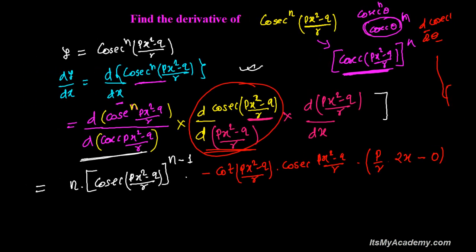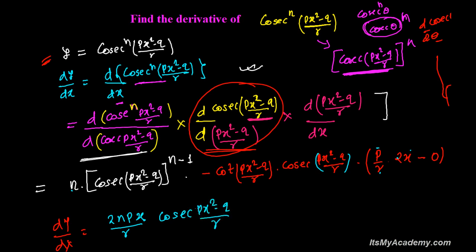So our derivative dy over dx of this given function is going to be, now this is n, this is your p by r 2x, so it will be 2npx over r, like 2npx over r, and then we're writing here cosec of (px square minus q over r).